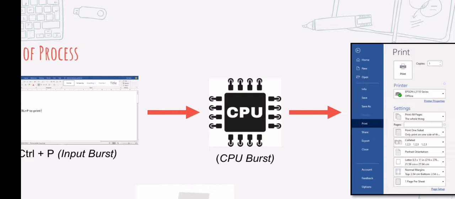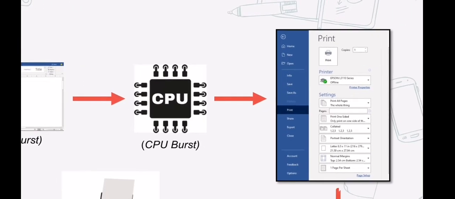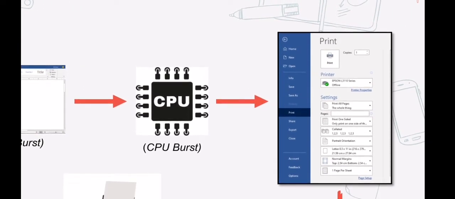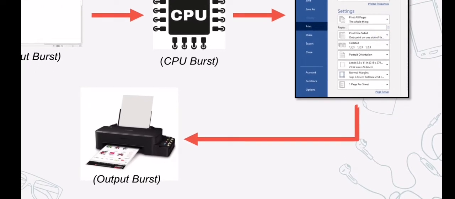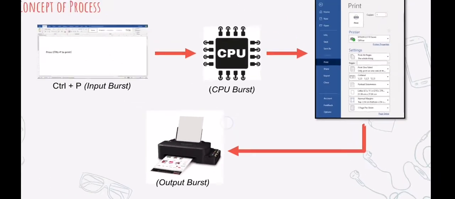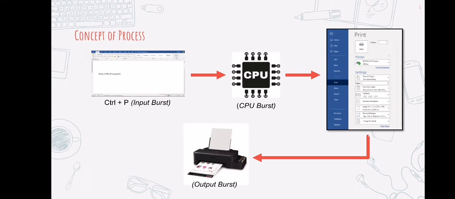Now, the print dialog box will be displayed on the computer screen once the purpose of the keyboard command has been determined. This is another input output burst, but this time an output burst which prints the document using the printer. All of these activities require the operating system to be busy passing inputs to the processor and sending the results to the appropriate output devices.